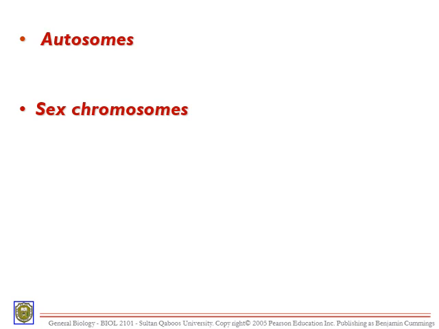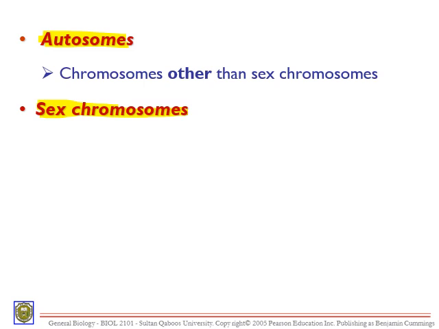Okay, now let's talk about chromosomes. Chromosomes can be either autosomes or sex chromosomes. What are autosomes? Autosomes are chromosomes other than the sex chromosomes. So all chromosomes that are not sex chromosomes, we call them autosomes.